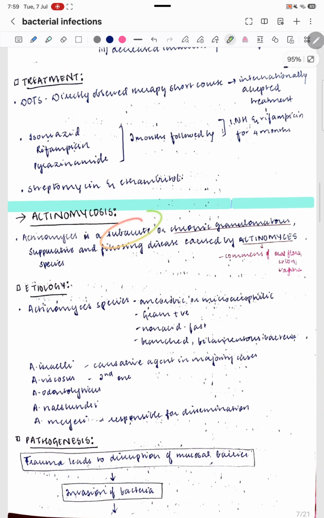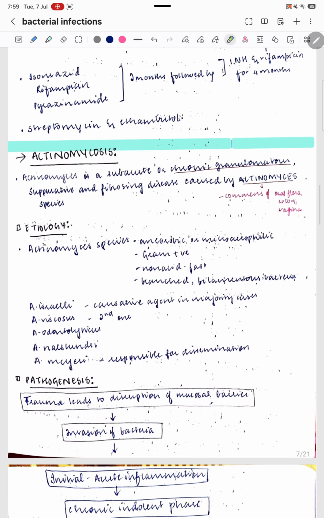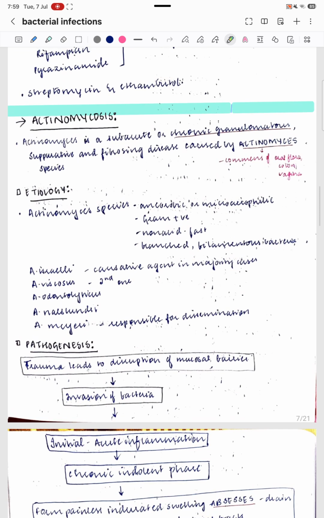Our today's topic is actinomycosis. Actinomycosis is a subacute disease which is chronic and granulomatous. It is a suppurative and fibrosing disease caused by a bacteria known as actinomyces. Actinomyces is a commensal of the oral flora.